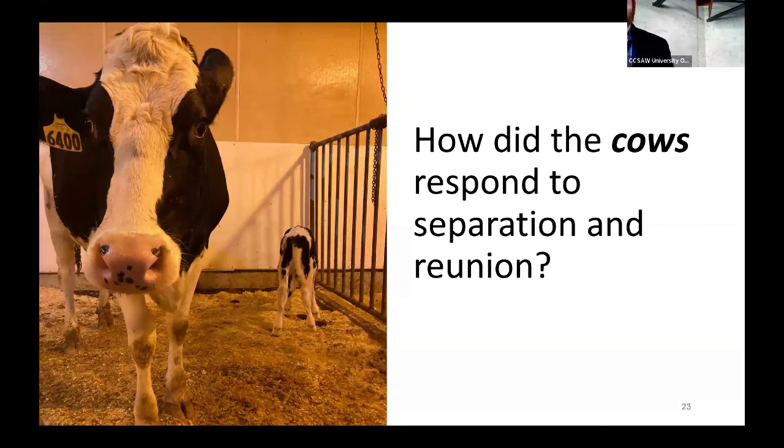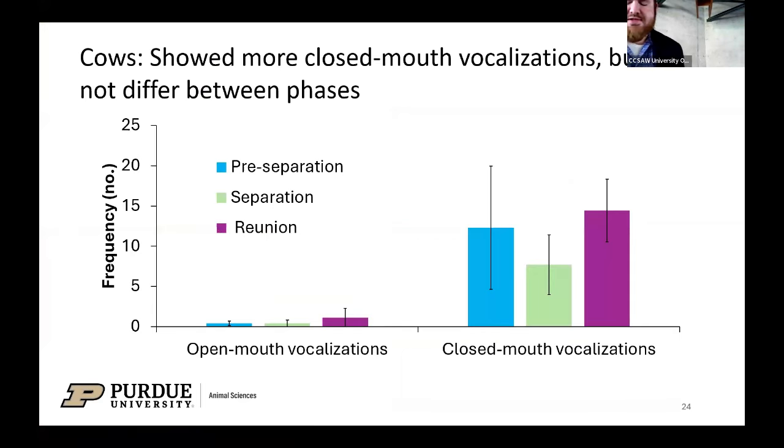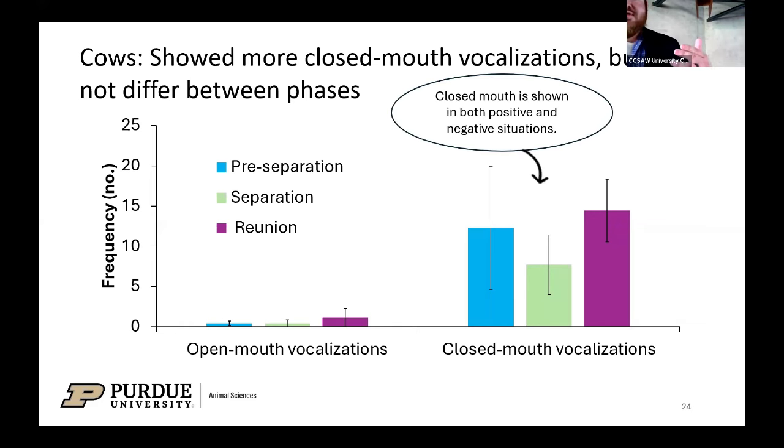So how did the cows respond to separation and reunion? Well, let's start with vocalizations. We were able to keep a tally of the vocalizations during the 3 periods. And while there was no significant difference between phases, we did note in number of count, there were more closed mouth vocalizations than open mouth. And so open mouth is generally associated with a distress call, whereas closed mouth is, we struggle to understand because we cannot understand the frequency. So what was interesting was that closed mouth vocalizations were shown in both positive and negative situations.